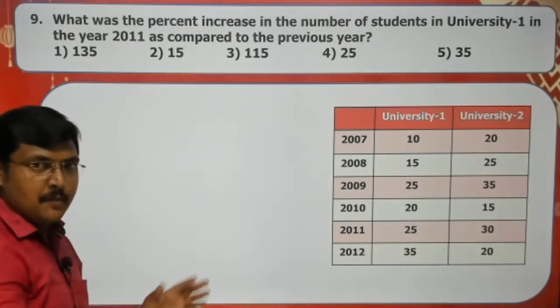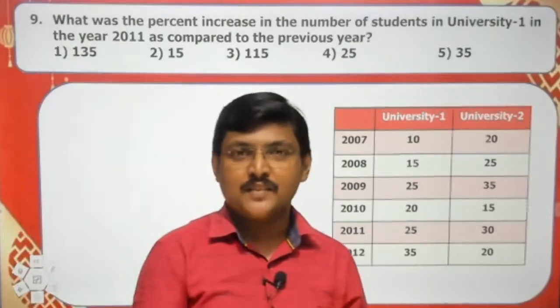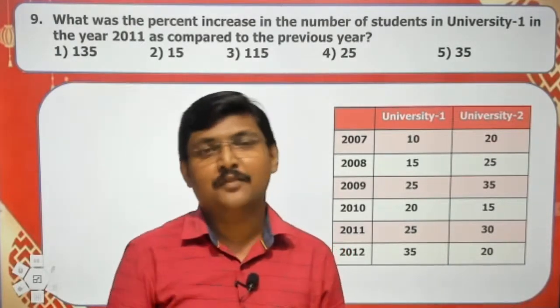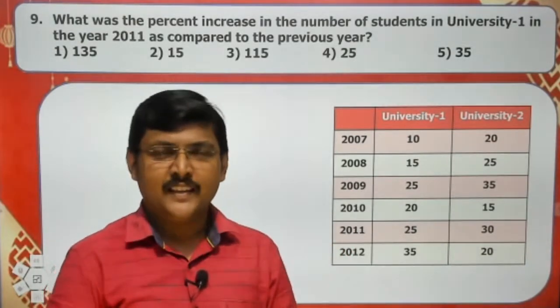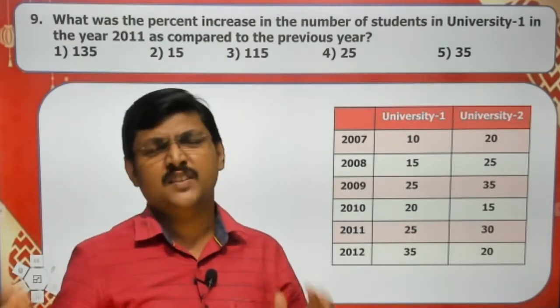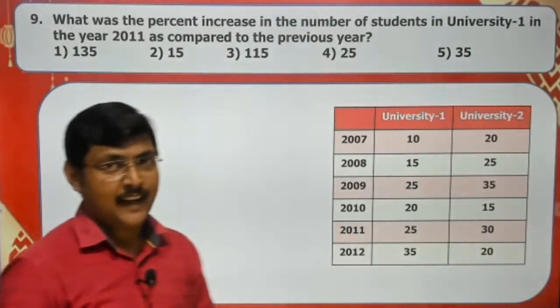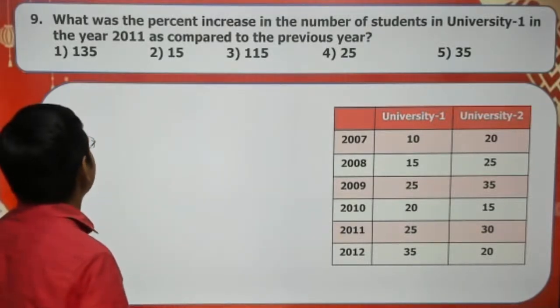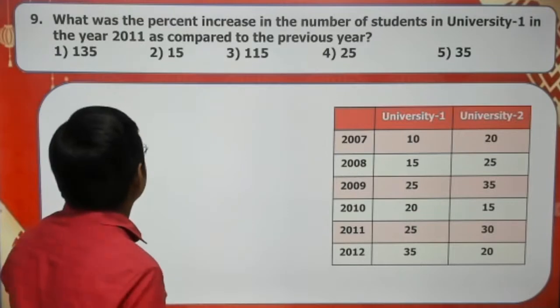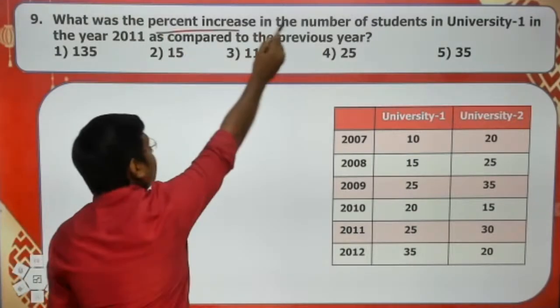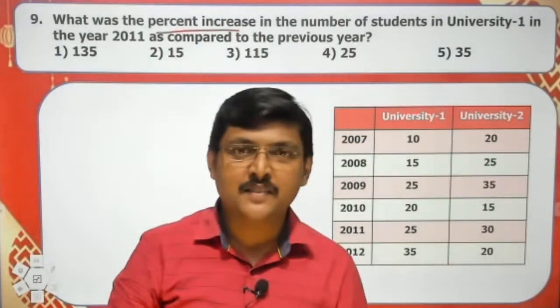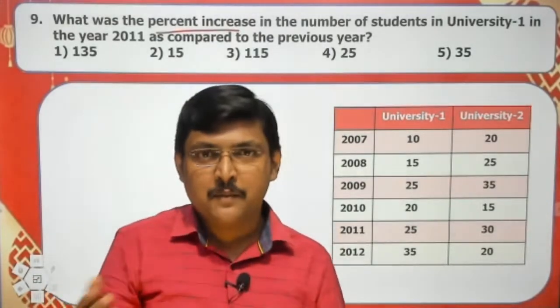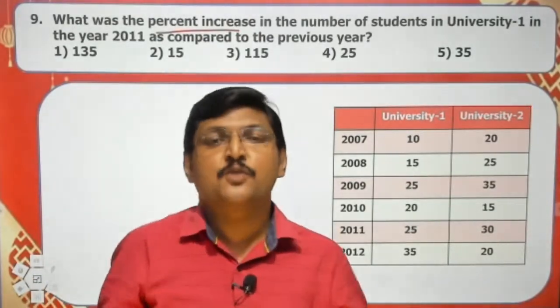If we are framing the table, or getting the idea based on this radar graph, after analyzing and interpreting, we can easily find the answer. I think all 5 questions we can solve within 1 minute, if you know the calculation very well. What was the percent increase in the number of students in University 1 in the year 2011 as compared to the previous year? We know the frame to find percent increase: difference divided by the with respect to, into 100%.